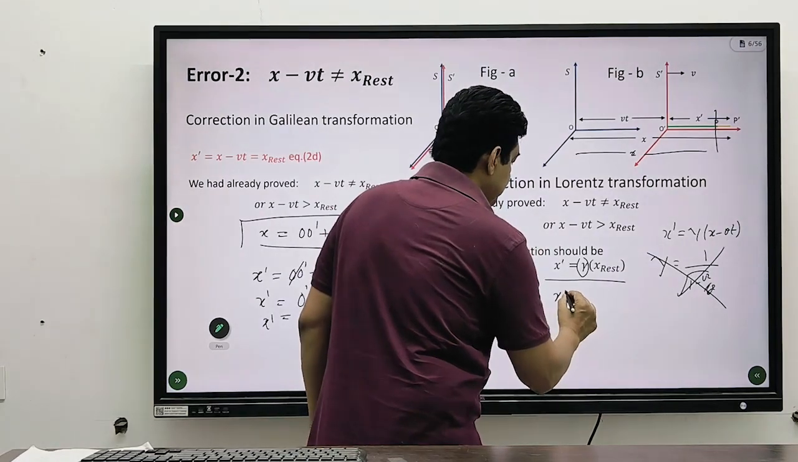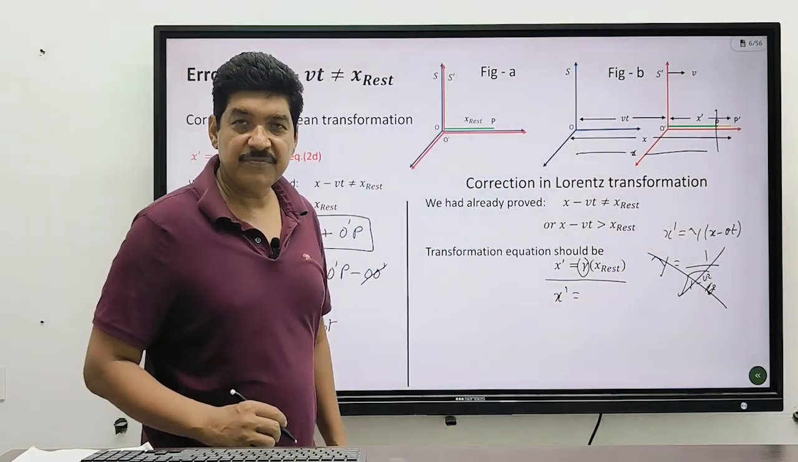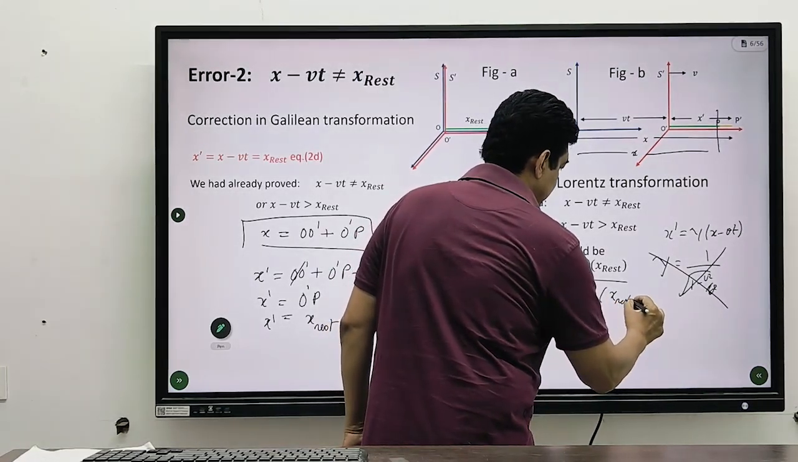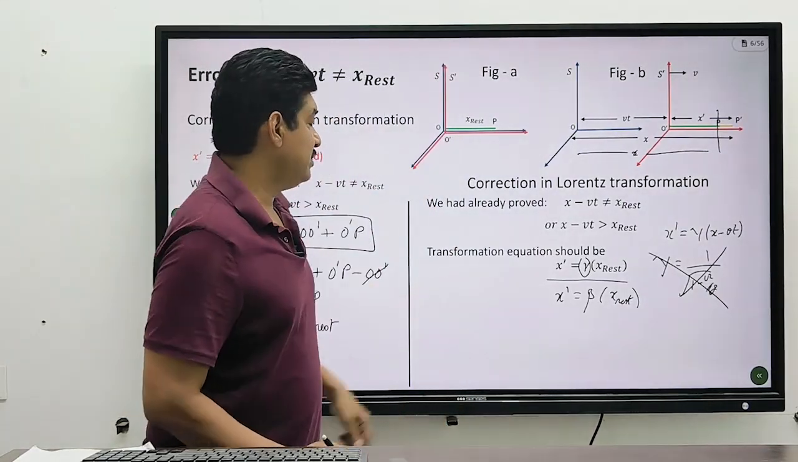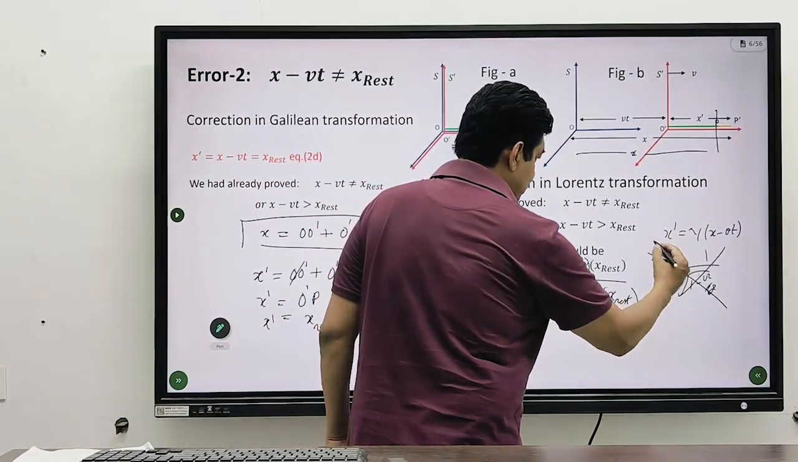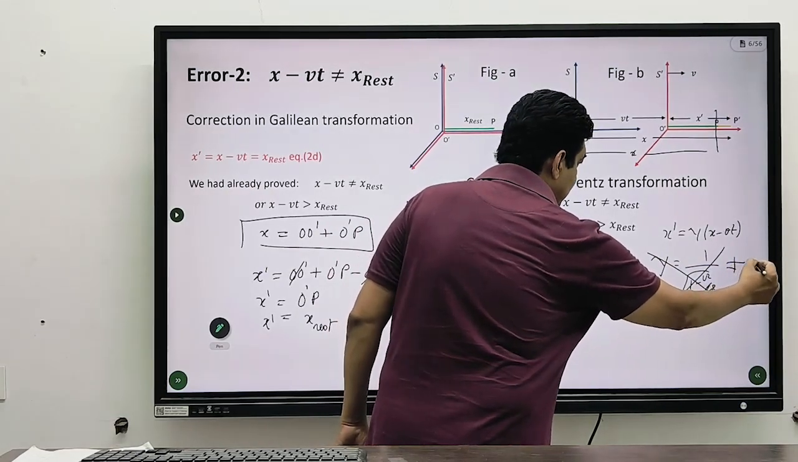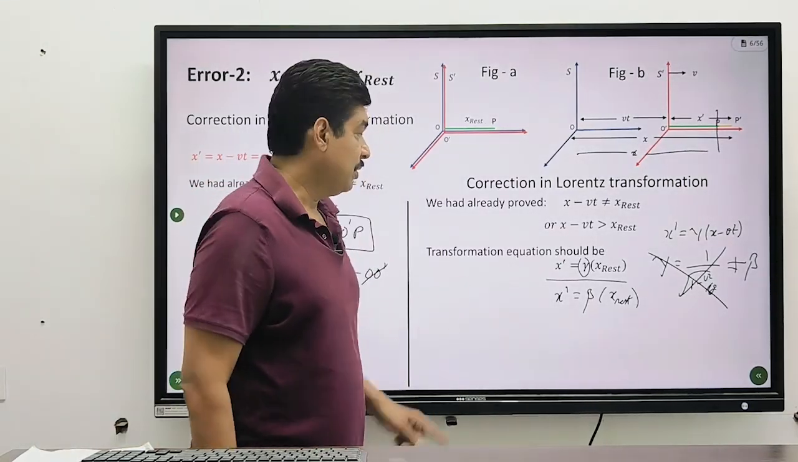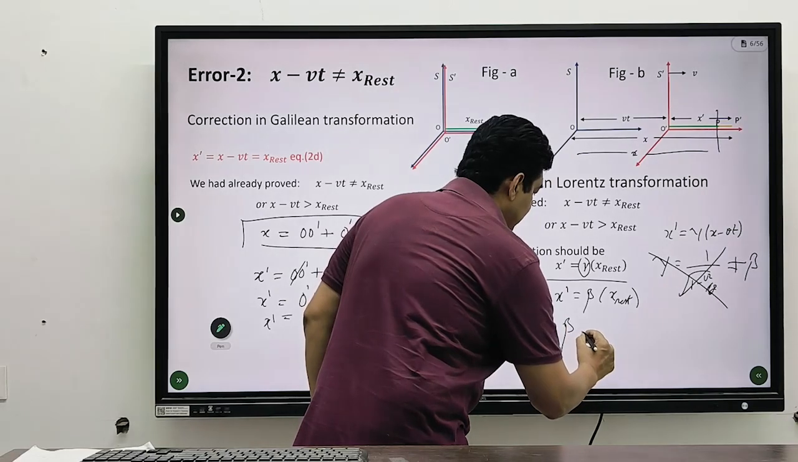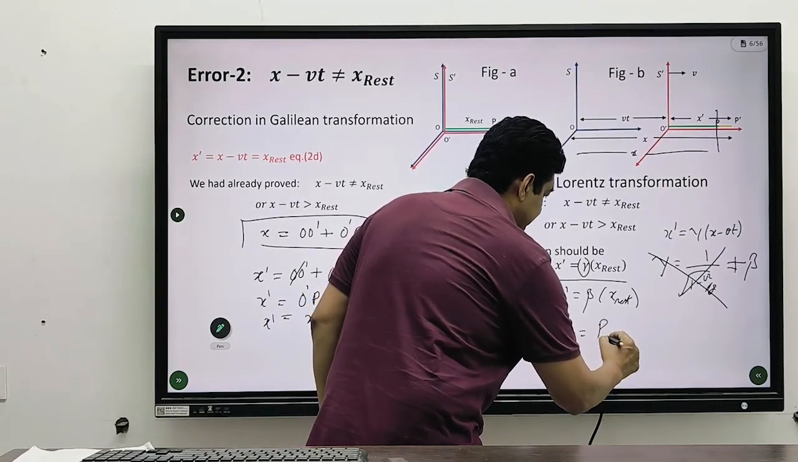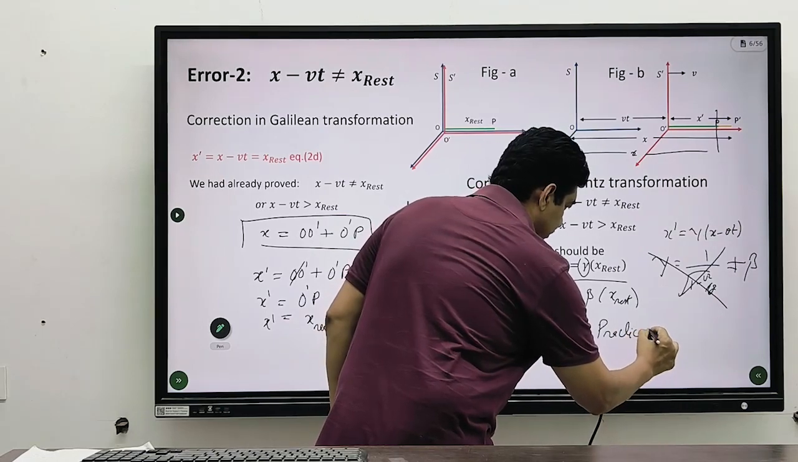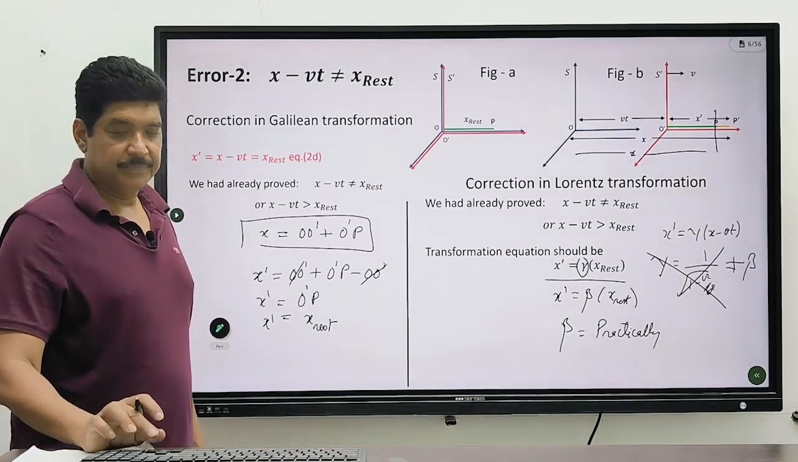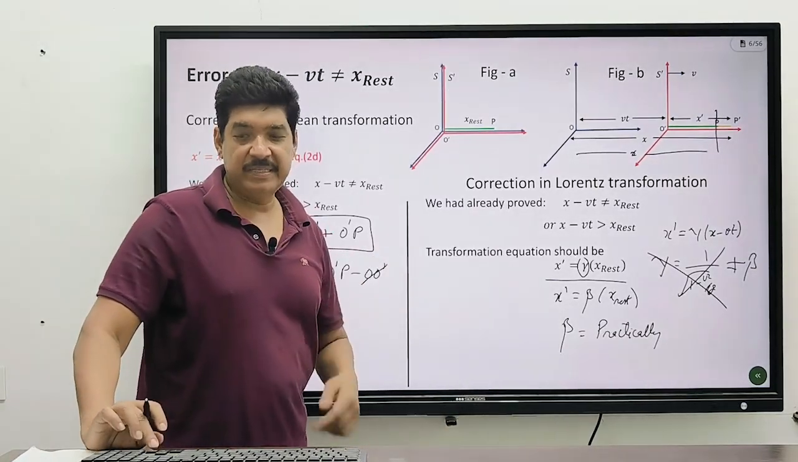Therefore, I propose a new transformation factor, that is beta. This transformation factor is not equal to 1 upon under root 1 minus v square upon c square. This beta factor is not equal to the gamma factor. You need to find it out practically. Right? Any further query on this, please let me know.